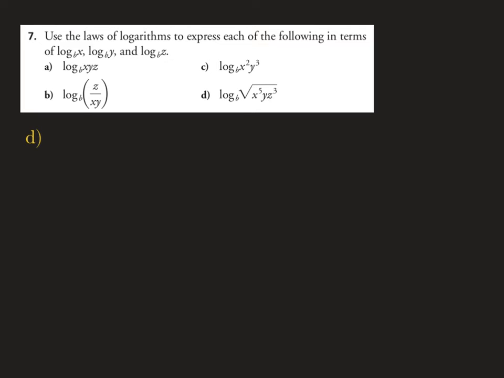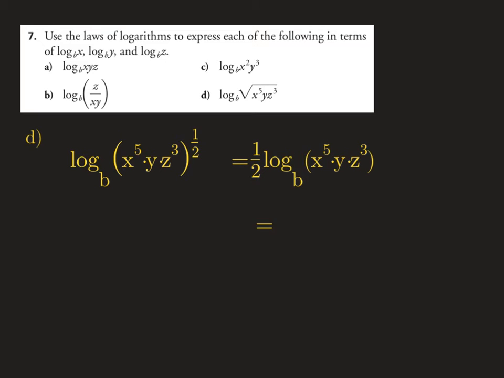So we've got the log base b of x to the power of 5 times y times z cubed, all to the 1/2. And this is going to be 1/2 times the log base b of x to the 5 times y times z to the 3. And we can write that as 1/2 times 5 log x base b plus log y base b plus 3 times log z base b.